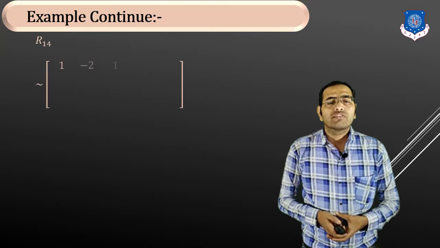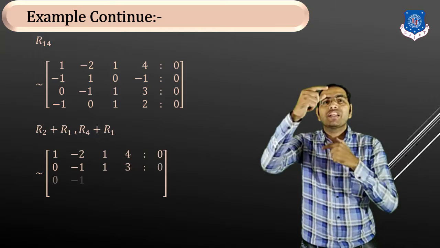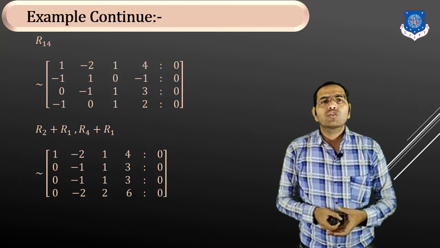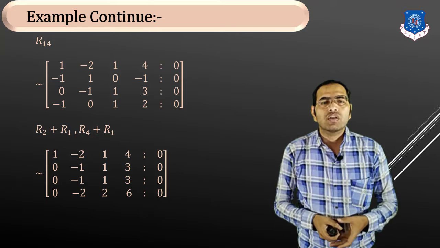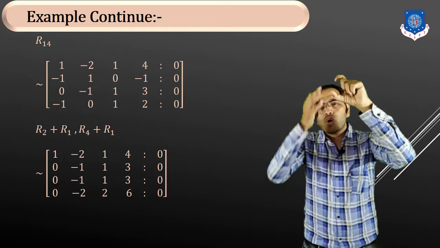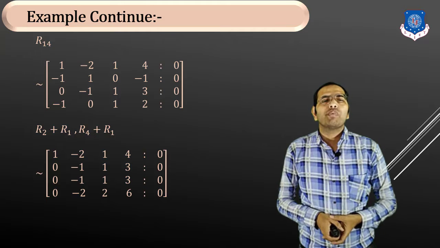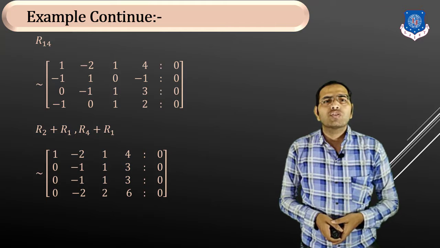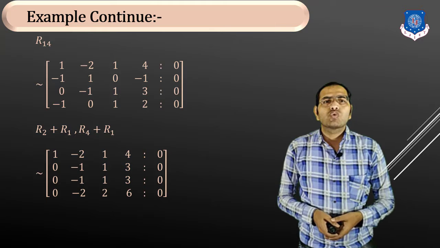Let's see. First, making the first leading element 1. For that, interchanging the first and fourth row, that means R1 and R4. Then 1 -2 1 4, 0 -1 1 0 -1 0 0 -1 1 3, 0 -1 0 1 2 0. Now with the help of that leading element, making the bottom entries of that leading element 0. For that, applying the row operations R2 plus R1 and R4 plus R1, that will give you 1 -2 1 4, 0 -1 1 3, 0 -1 1 3 and 0 -2 2 6.